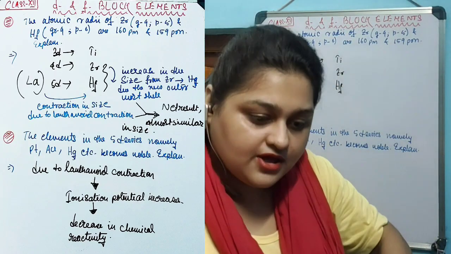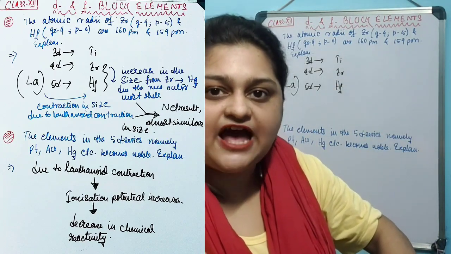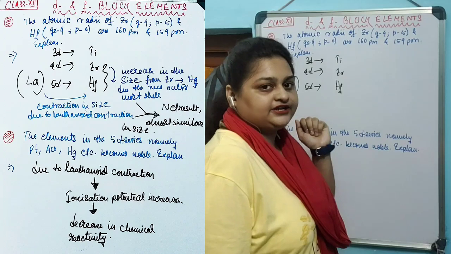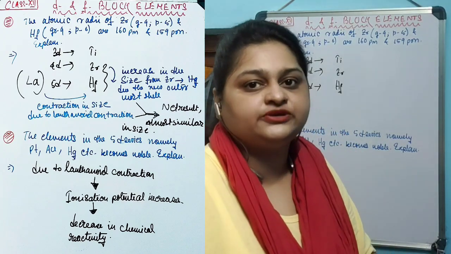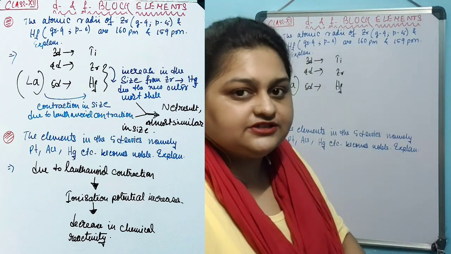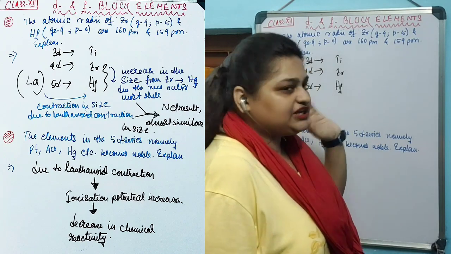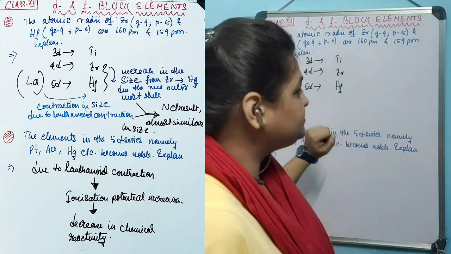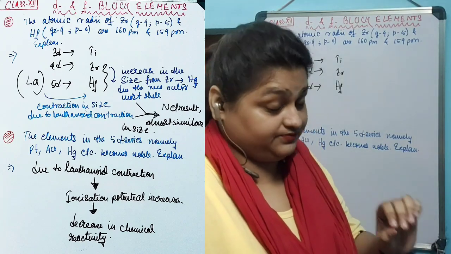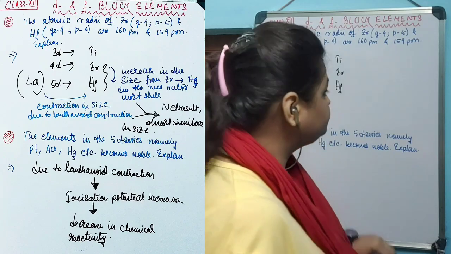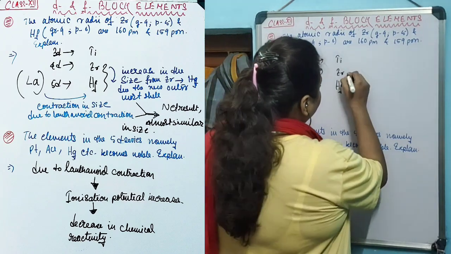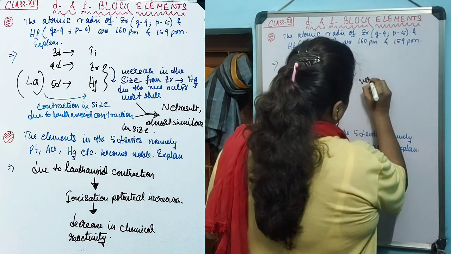So an equal amount of increase in atomic size happens from zirconium to hafnium, and due to the lanthanide contraction, hafnium contracts by almost the same amount, making hafnium the same size as zirconium. Due to this similar size, almost all the physical properties and a lot of the chemical properties of zirconium and hafnium are found to be the same. As a result, these two are very hard to separate from each other.